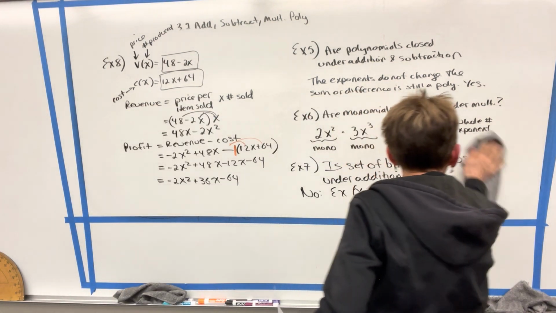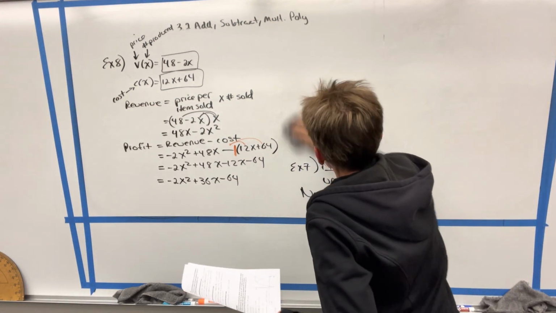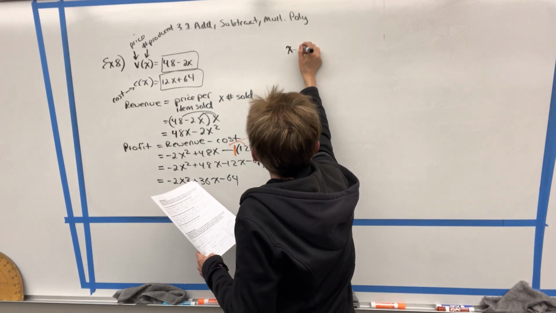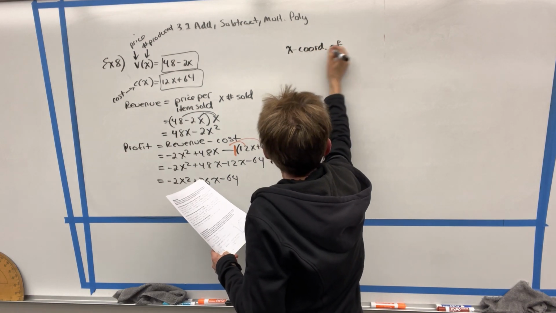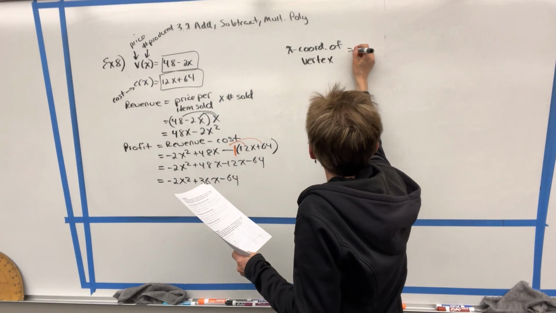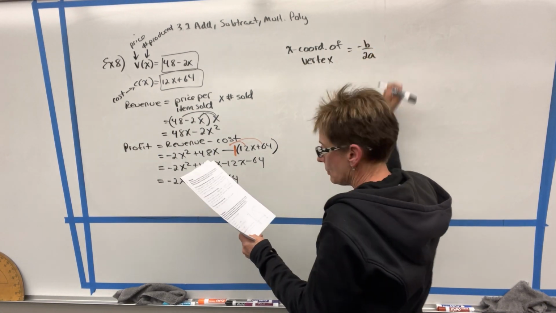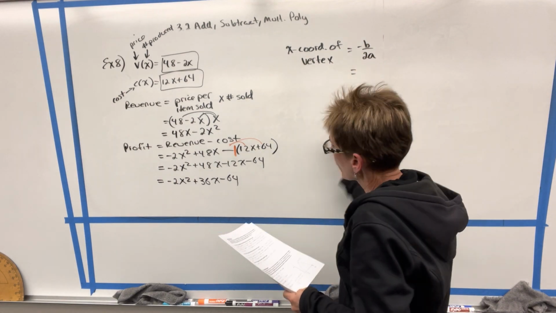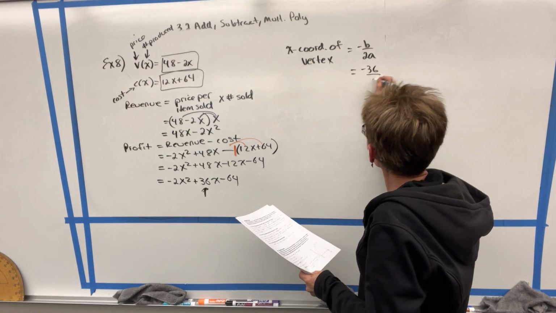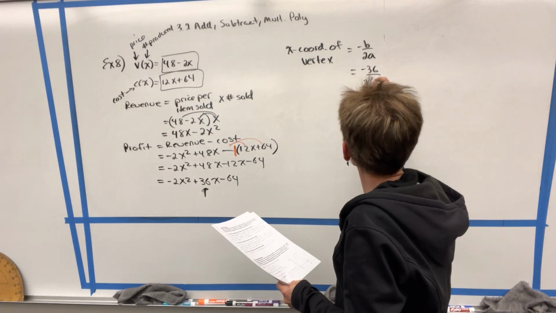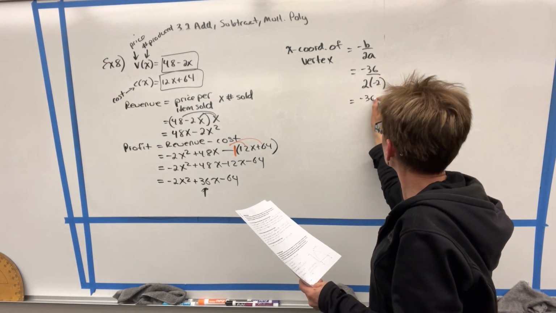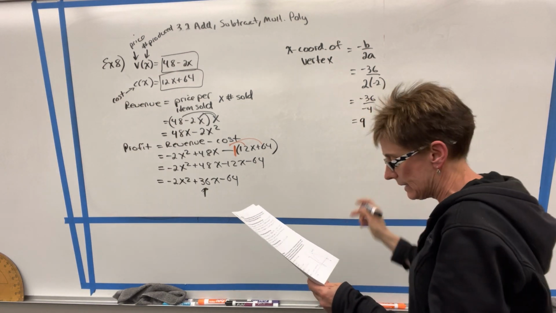Now, if we want to see what this function looks like, let's go ahead and graph it. Remember from last term that the x coordinate of the vertex, this is a parabola because it's degree 2, is going to be negative b over 2a. Our b here is 36. So negative 36 over 2 times our a, which is negative 2. This ends up being negative 36 divided by negative 4, or 9.